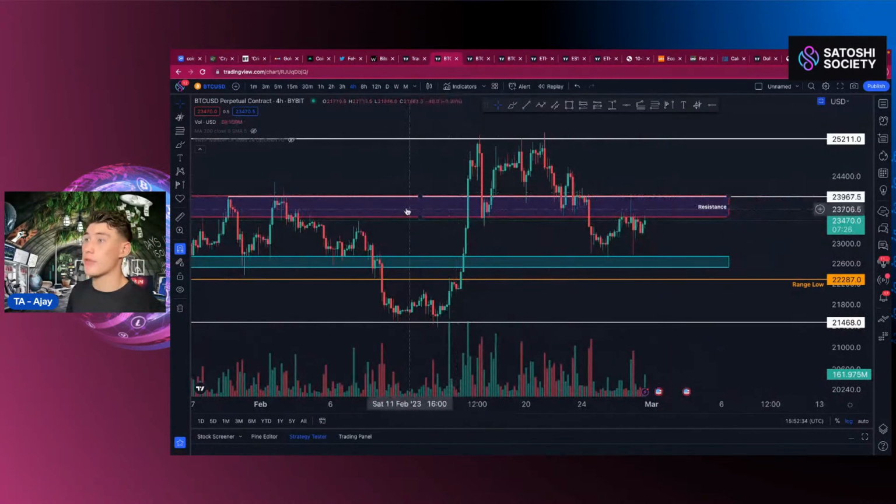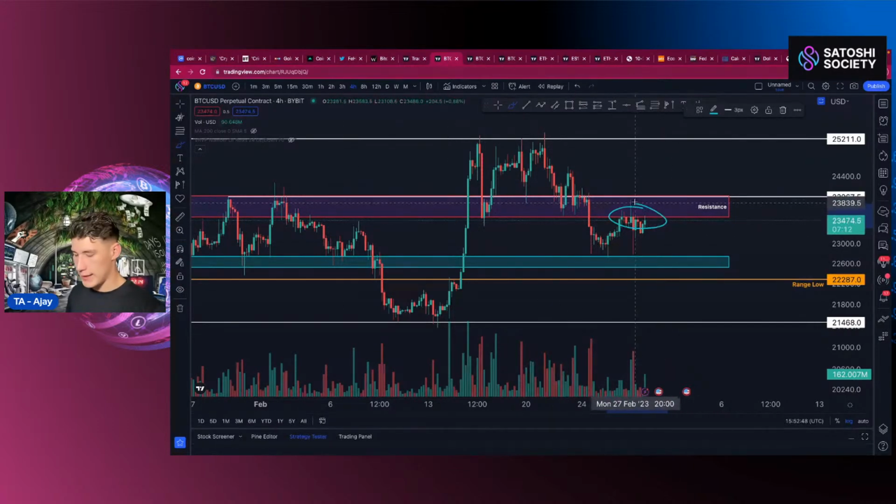Before the break towards the upside, then after the break towards the upside, we used these levels as major support. Before the break towards the downside, and now we are using them as this major resistance level. We are using it as resistance as of right now.